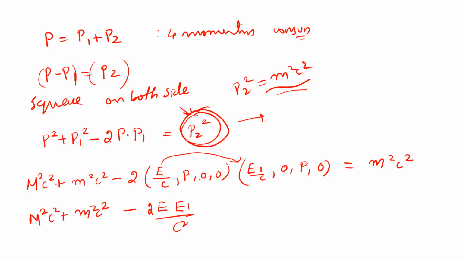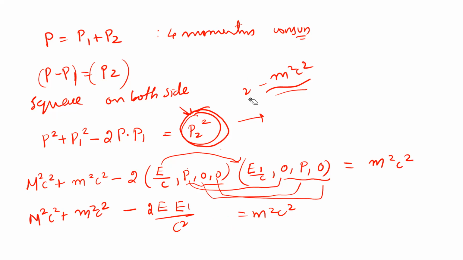Okay, and then minus the scalar product of the spatial part. But you see that P with 0: the x component is 0, the product of y components is also 0, and the product of z components is also equal to 0. So this is equal to m squared c squared. You see that we have eliminated all the problematic terms. Now you just solve for E1, and that's your answer.